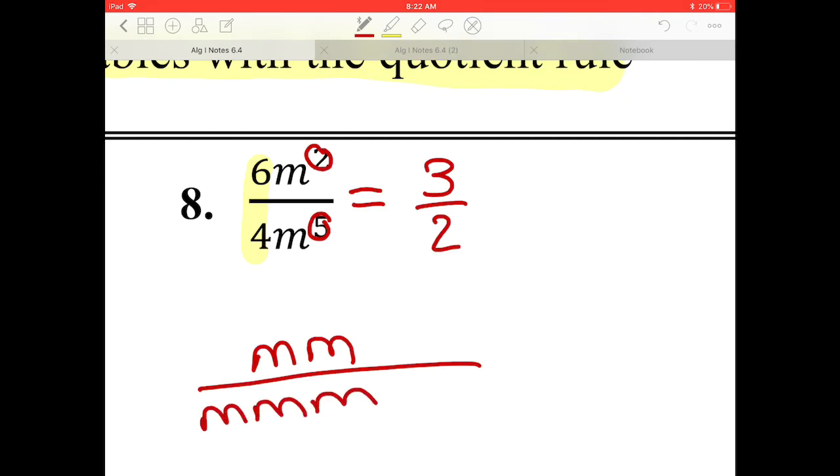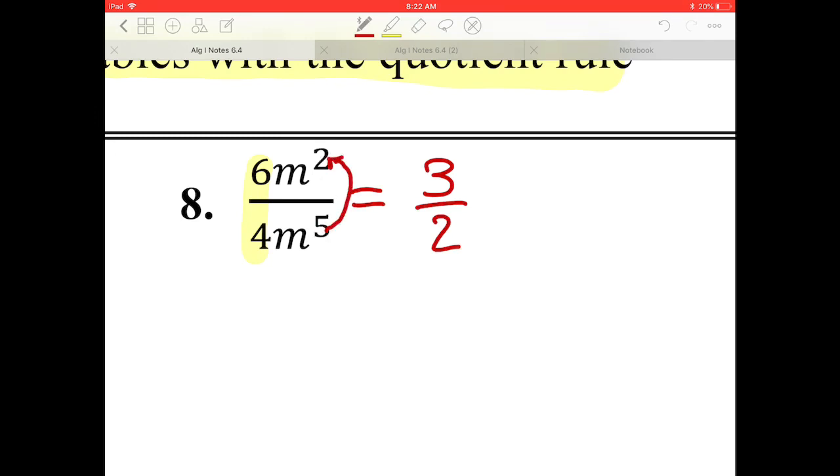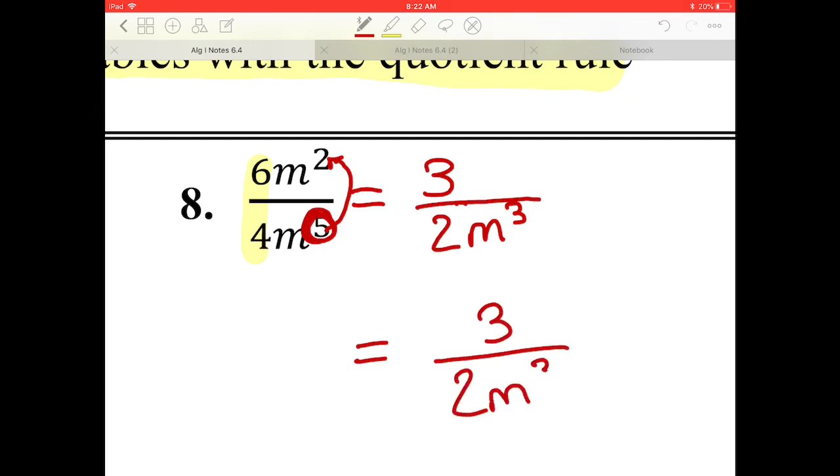1, 2, 3, 4, 5. You get rid of one pair and another pair, and that leaves you with 3 m's, but in the bottom, in the denominator. So you could think of it that way, or you could also just kind of look at the exponents and go, okay, 5 minus 2 is 3, but I'm going to leave it in the bottom because that's where my bigger one was. So I'm going to extend this fraction line and put m cubed below. So this is 3 over 2m cubed.